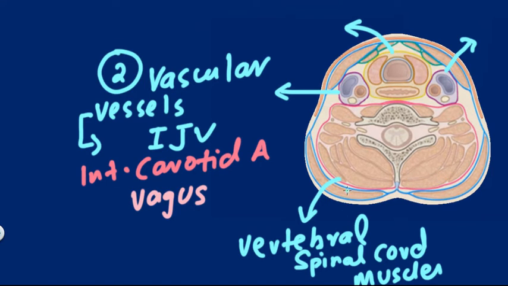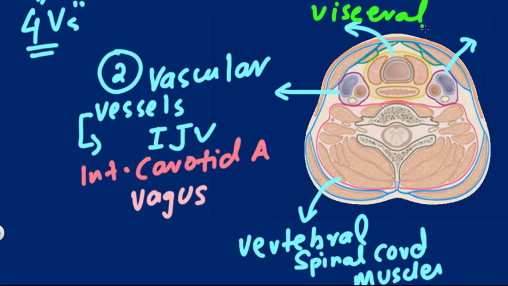ठीक है, so this concludes our compartment का जो section है, and I have a mnemonic for you guys to remember this, and it's really simple. You can remember it by 4 V's. I'm just going to change the color here. So of course you have 2 vascular, 1 visceral, and of course 1 vertebral. ठीक हो गया, so 4 V's.